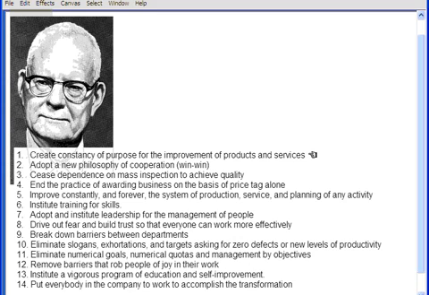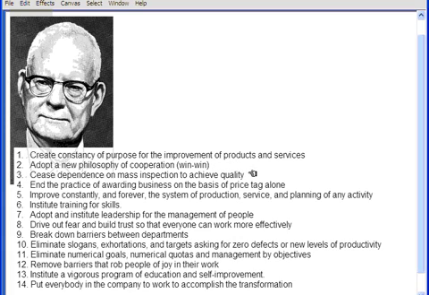First of all, you want to create a constancy of purpose for improving products and services. The goal here is to become competitive, to stay in business, and of course, provide jobs. Secondly, you want to adopt a new philosophy of cooperation. Win-win. Now, you've probably heard that phrase win-win forever, okay? But guess what? It was created a long time ago by Dr. Deming. In this scenario, everybody wins, and you put it into practice by teaching it to the employees, teaching it to customers, teaching it to your vendors.